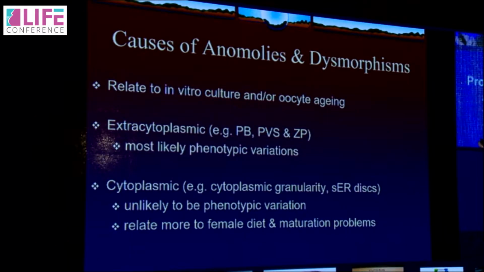Extracytoplasmic dysmorphisms include the polar body, the perivitelline space, and problems with the zona. They're most likely phenotypic. And then we have the cytoplasmic ones, which include granularity, SER discs. They're less likely to be phenotypic and more likely to relate to things like diet and stimulation protocols.